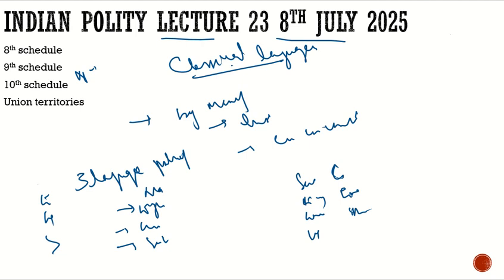So this is about the 8th schedule. Now let's try to give the final understanding of this 8th schedule in a few sentences. First, the 8th schedule talks about the languages, and there are 22 Indian languages in the 8th schedule. Is English part of it? No, English is not part of it. Then we understood the official languages. Today we have two official languages, Hindi and English.